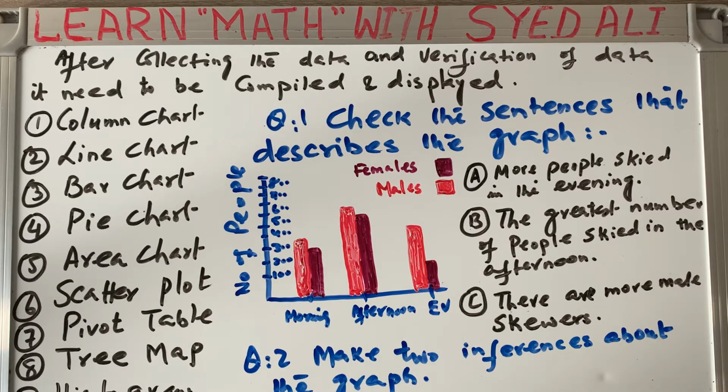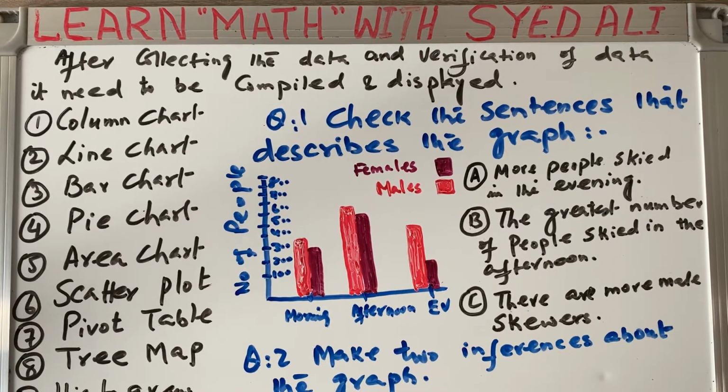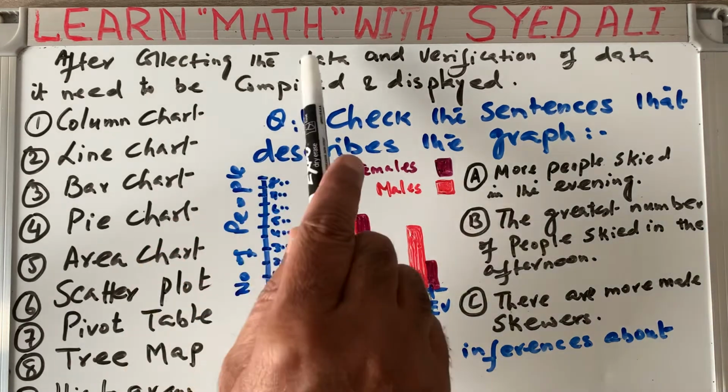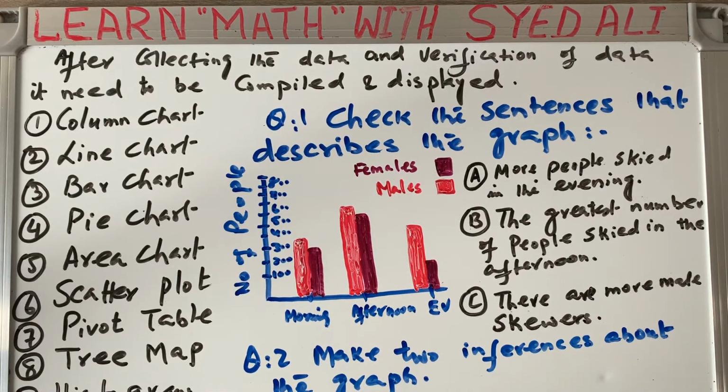So continuing our topic, class 4 for data management. Here we have that when we collect the data, after collecting the data and verification of the data, it needs to be compiled. Right? We need to compile it. We need to put it somewhere so that we can analyze it, or we can display it, or we can do whatever we need to do, review it, right? Or we need to see the trend, or we need to answer some questions.